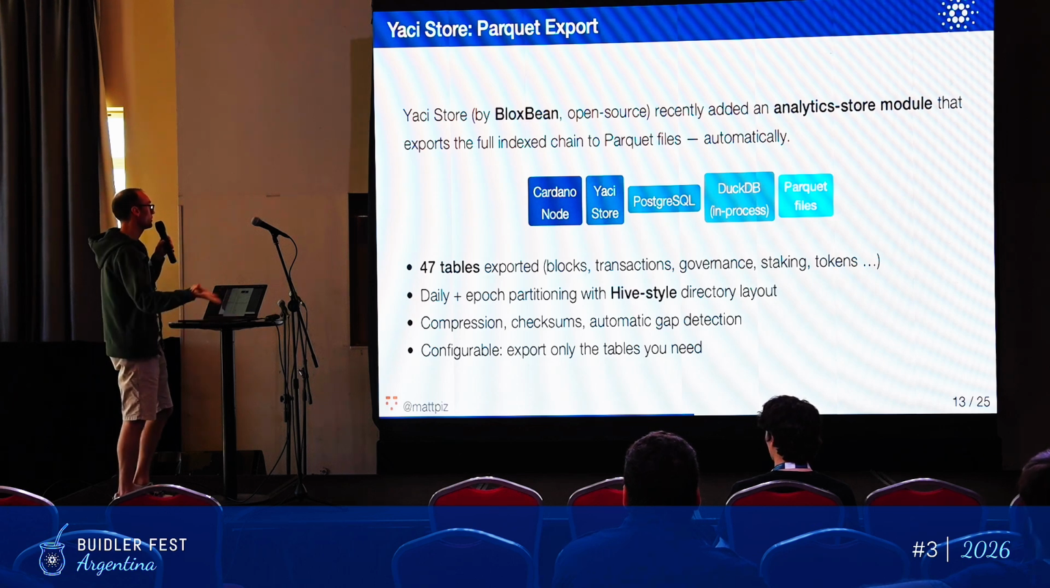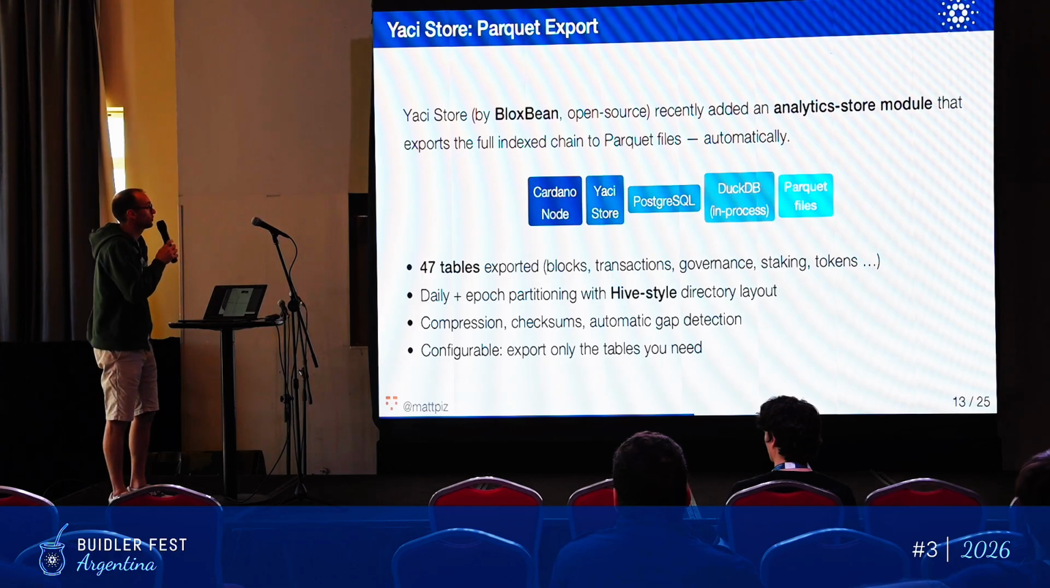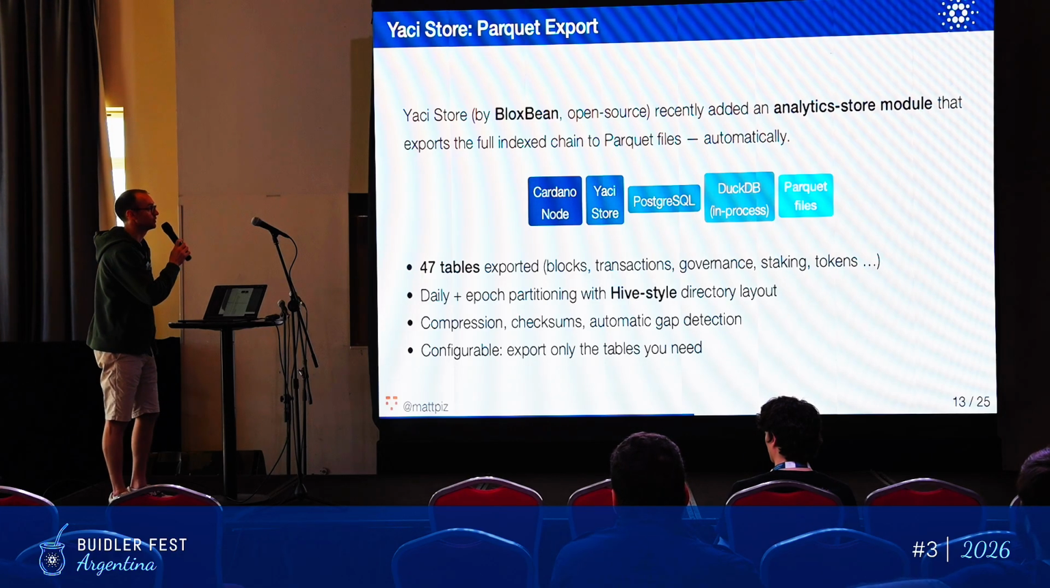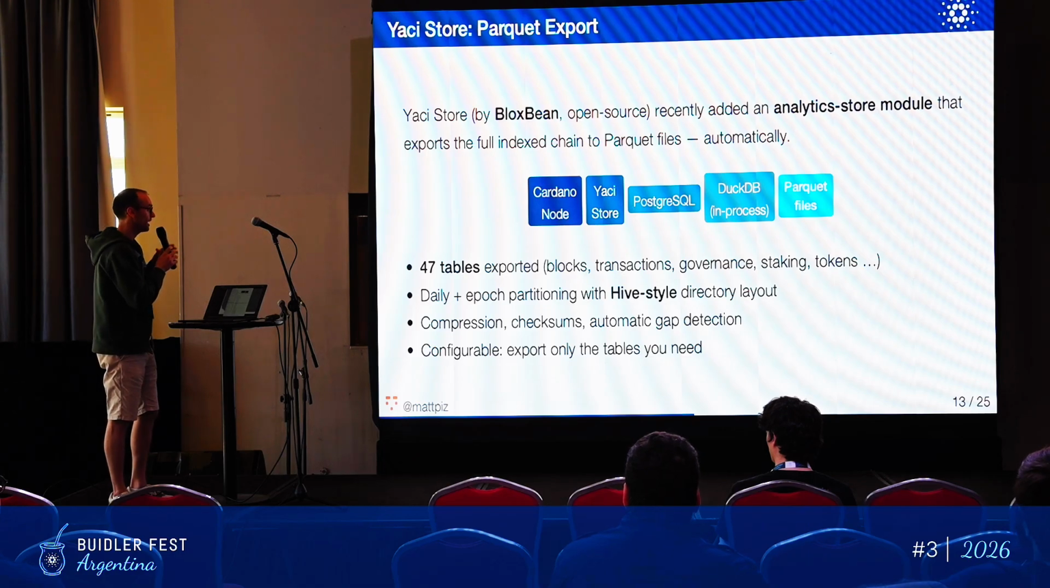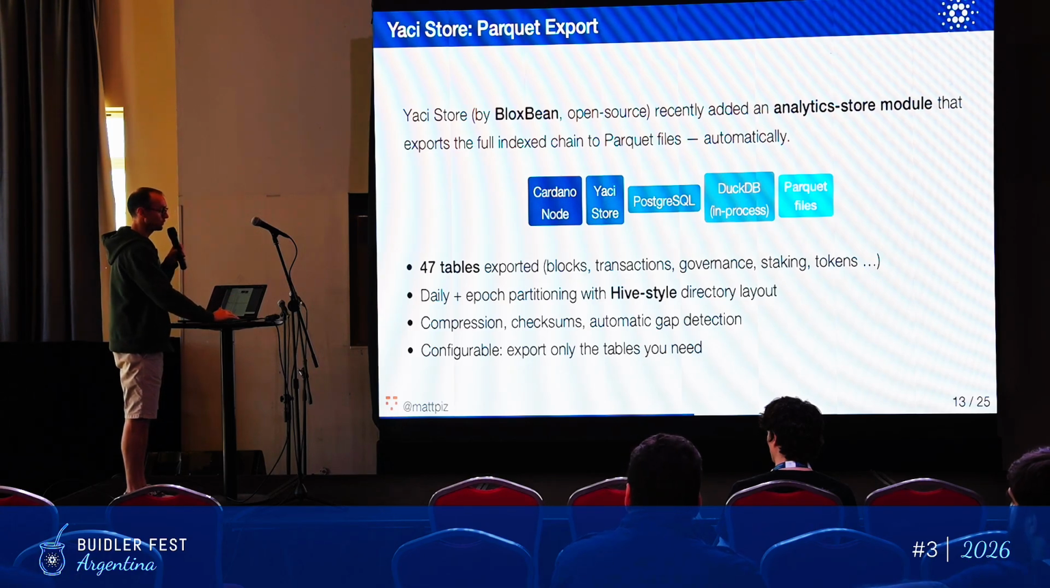To my surprise, but not to my surprise, because I've been discussing with the Yaci Store team, the block spinning team a little bit. They recently added something called an analytics store module to the Yaci Store, which basically exports all their tables to Parquet files. So this means they have like 47 tables exported, everything: blocks, transactions, governance, and they are exported in a daily fashion in a Hive style. So I'll explain later what that means just after. It's compressed, and you can configure what you export if you control the Yaci Store process.